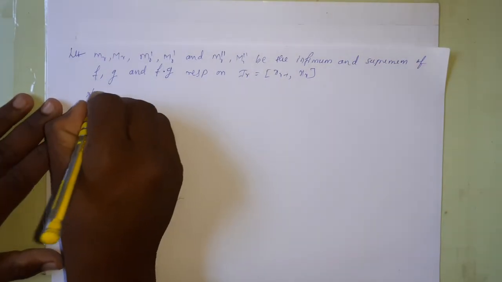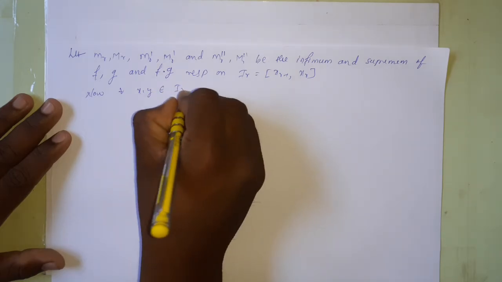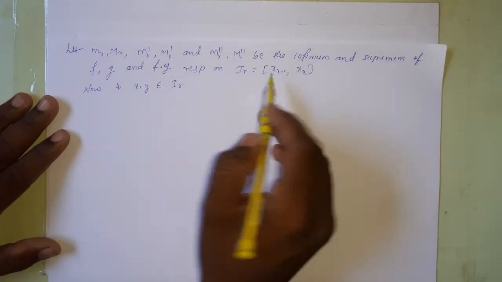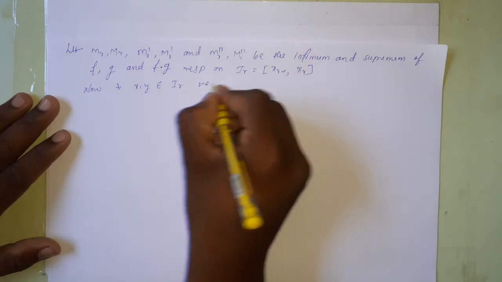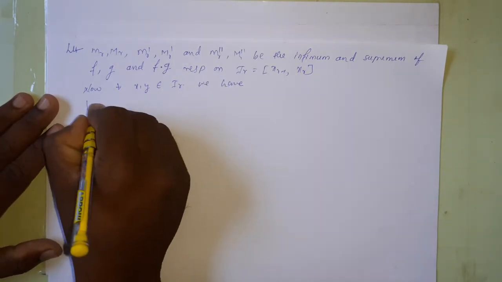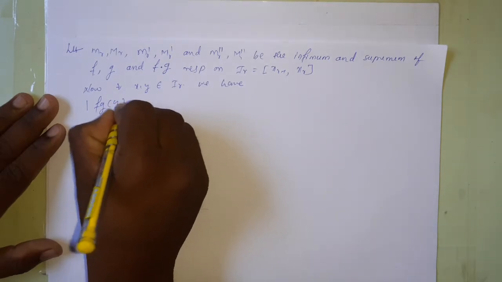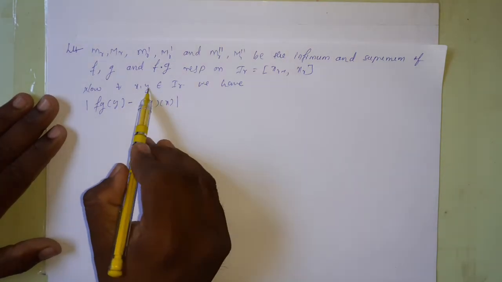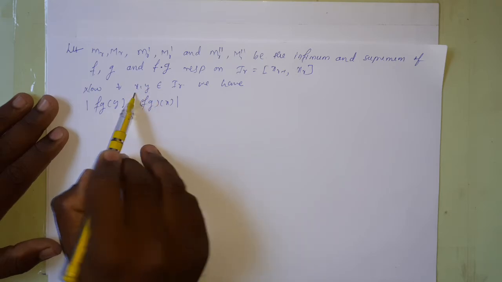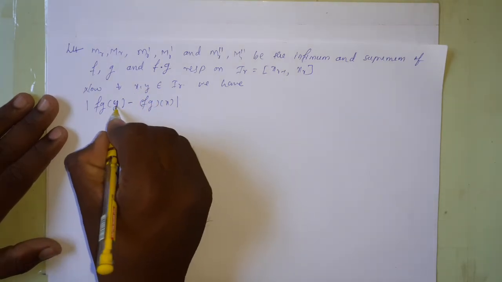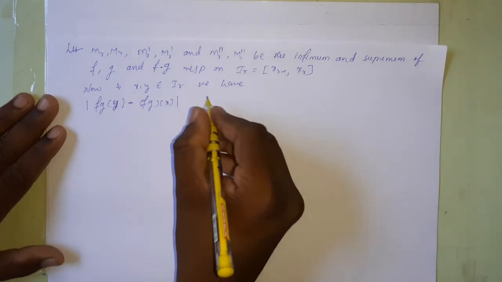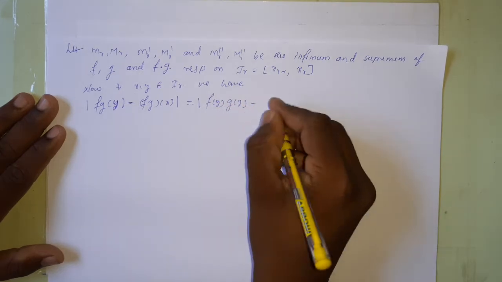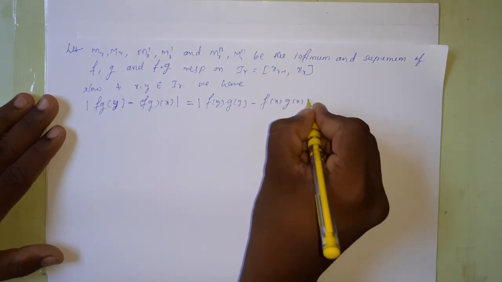Now for all x, y belongs to I_r, so let us consider two values from the rth subinterval I_r, they are called x and y. We have mod of f into g of y minus f into g of x. So here let y be greater than x. So now consider the greater value minus lower value, which can be written as f of y into g of y minus f of x into g of x.